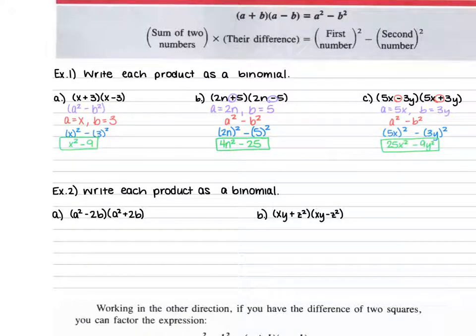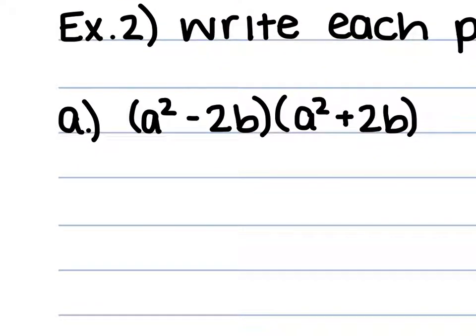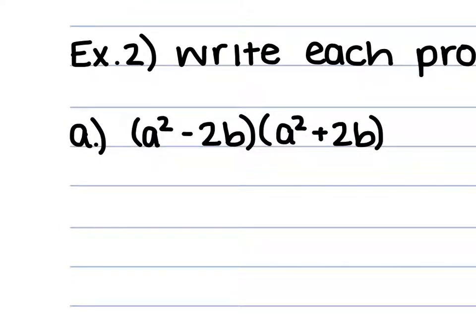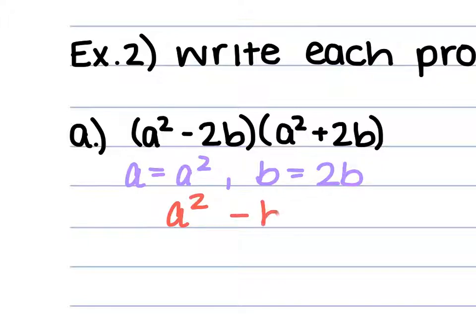For example 2, we're writing each product as a binomial again, except now we have one of our terms, either our a or our b, as something that's already having a power to it. So remember, when we're raising a power to a power, we are multiplying those powers. If we look at example a, we have a squared minus 2b times a squared plus 2b. So again, our a is the same, our b is the same, so a is a squared, our b is 2b.